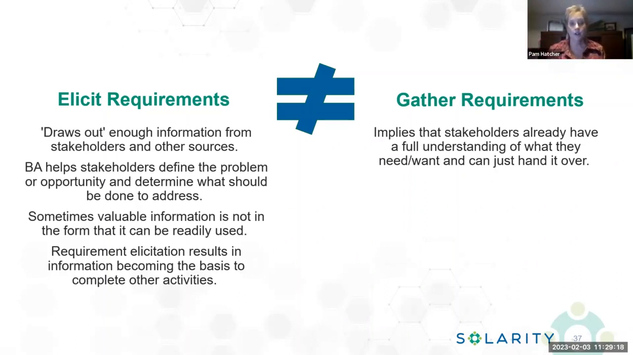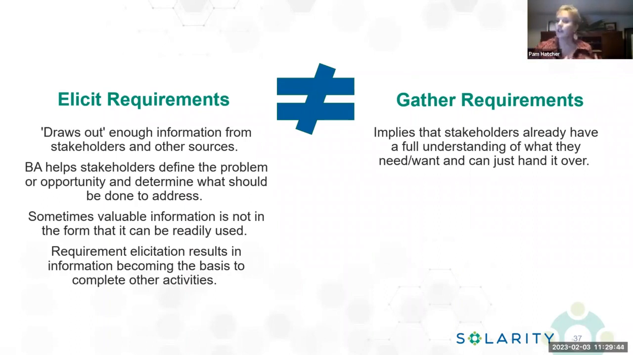Whereas gathering requirements implies that the stakeholders already know and have a full understanding of what they even need or want. And they're just handing it over to you to say, here is what we need, put it in place to make the change happen. Do we understand the difference?